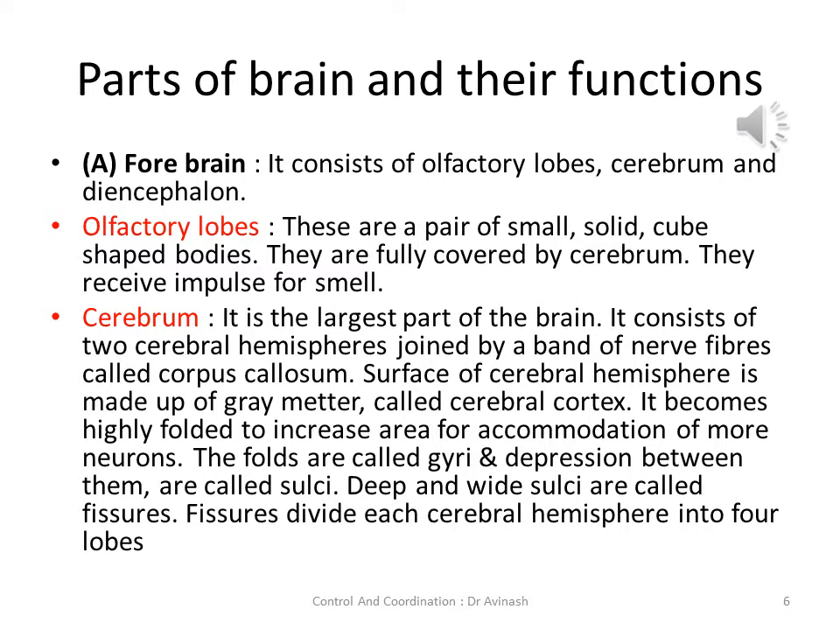The next part is the cerebrum. It is the largest part of the brain. It consists of two cerebral hemispheres joined by a band of nerve fibers called the corpus callosum.